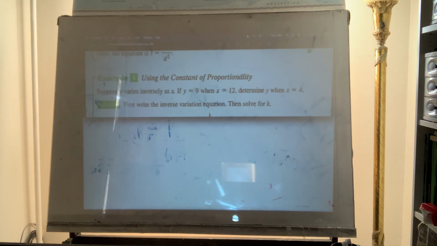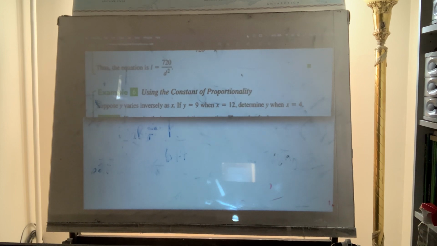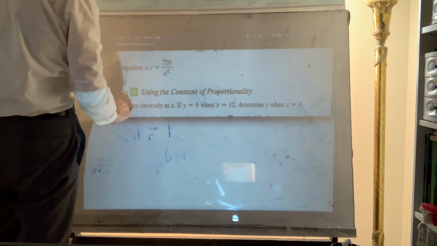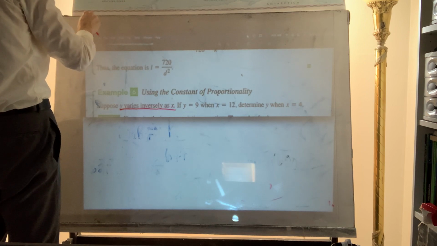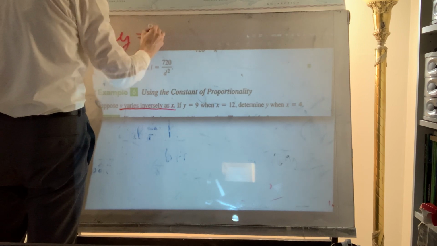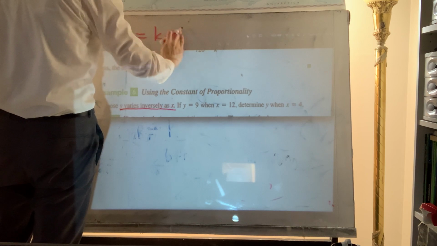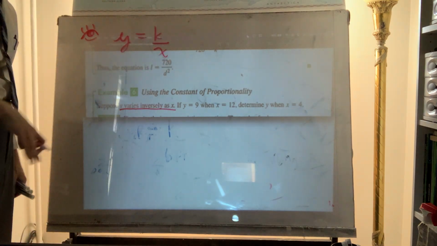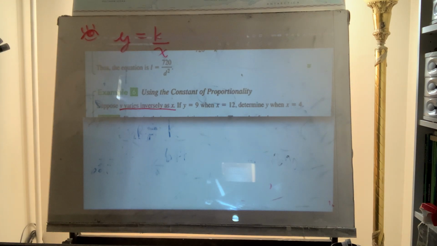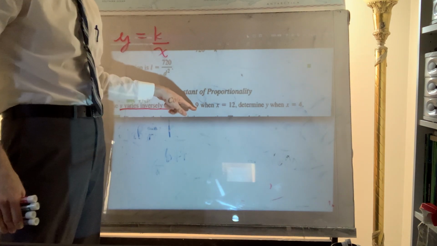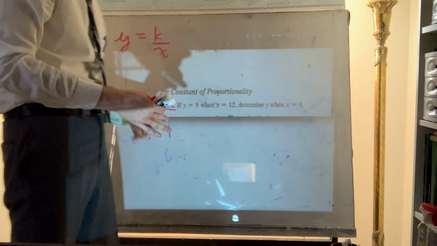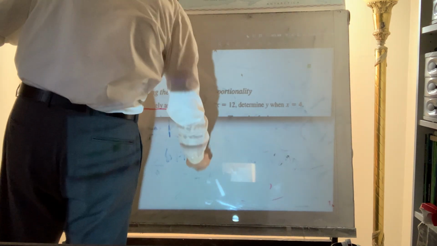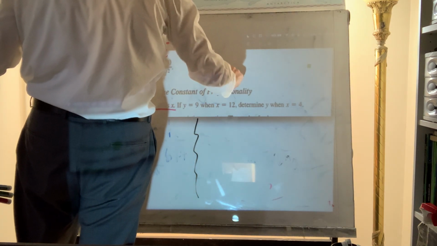Suppose y varies inversely as x. All right. If y varies inversely as x, that's telling you to look at this particular model. y equals k over x, which means you may have to tweak it, but that's what you start with. Now, if they go on to specify that y is equal to 9 when x is 12, you can determine what y is when x is 4. This is in a very subtle way asking you to figure out what k is first.